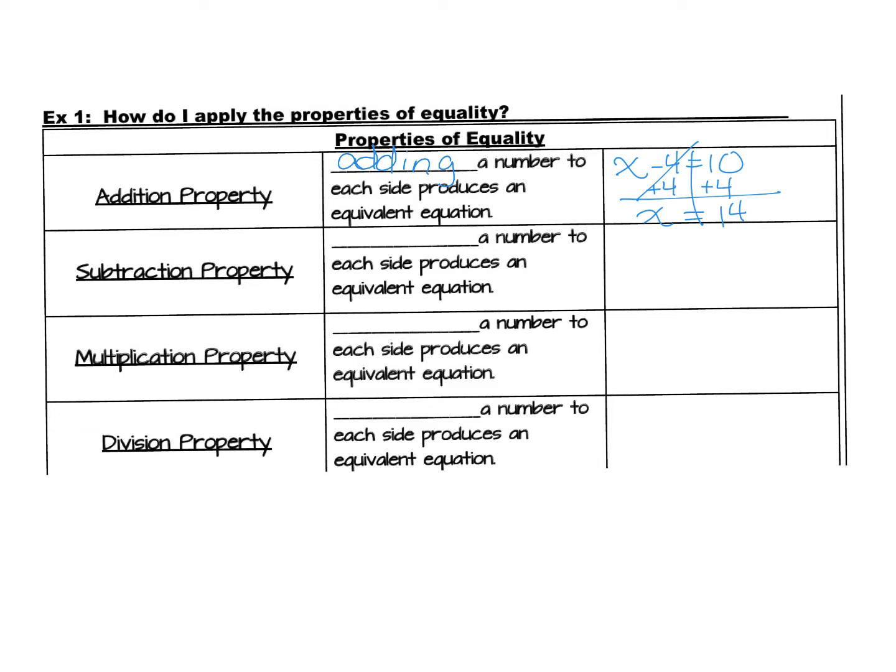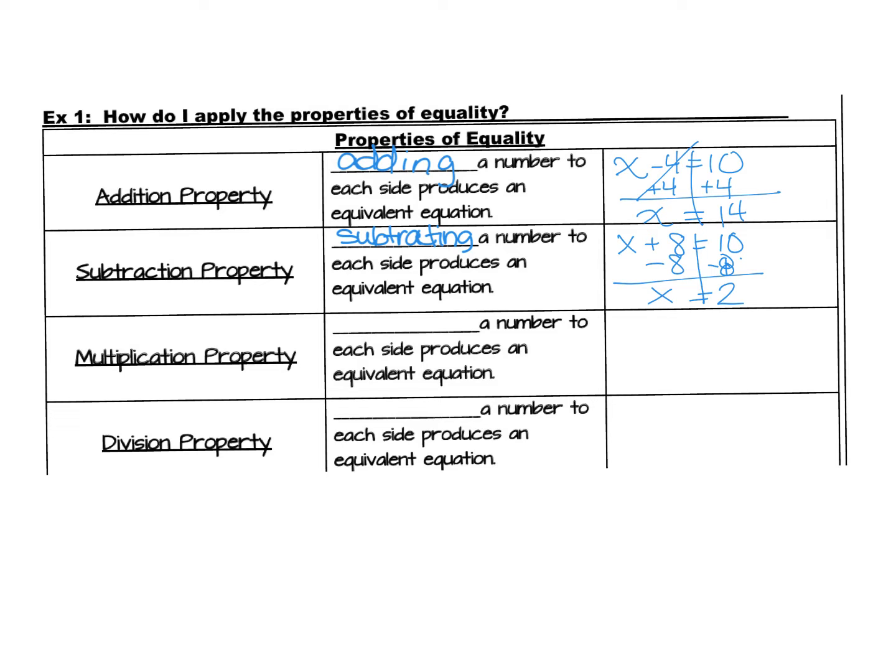So the subtraction property. The subtraction property of equality states that subtracting a number from each side produces an equivalent equation. So for example, I could have x plus 8 is equal to 10. And so in order to solve this one, I need to isolate that variable by undoing that 8. And undoing that 8, I would subtract it. And as long as I subtract it from both sides, this property says that we will have an equivalent equation.